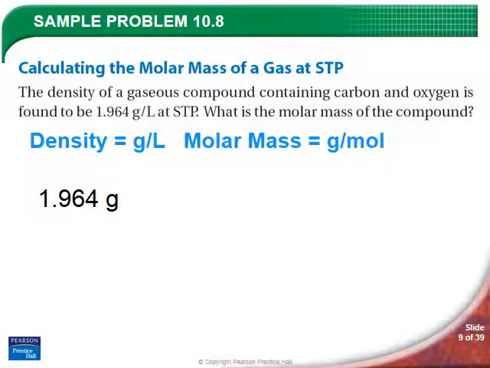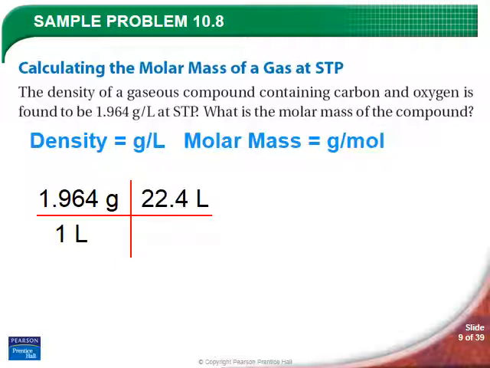So let's look at this example. We have 1.964 grams per liter. Want to make sure that grams is on top and liters is on the bottom. This is a dimensional analysis problem that you might vaguely remember from a few months ago. So we're in grams per liter, but we want to be in molar mass. It says, what is the molar mass of the compound?